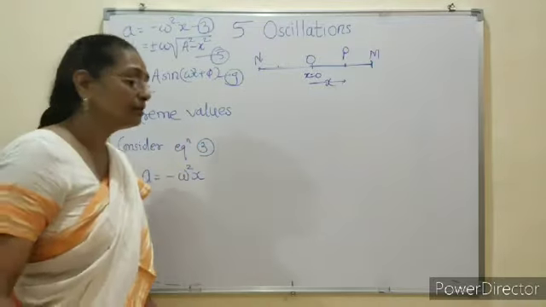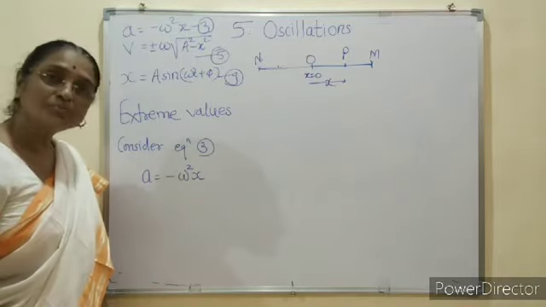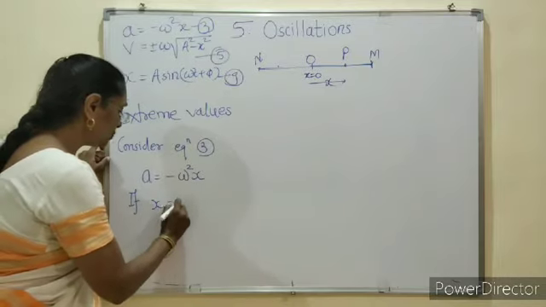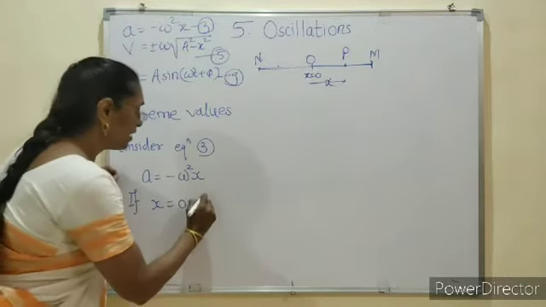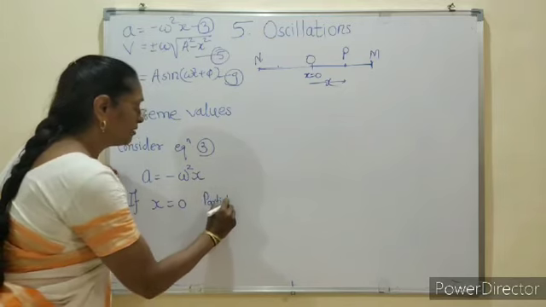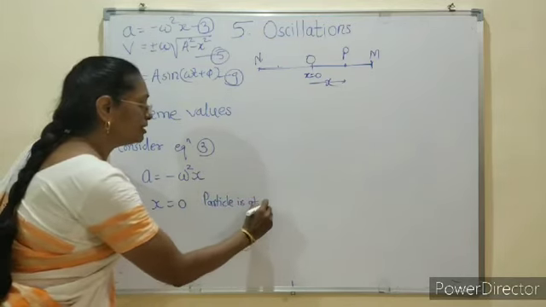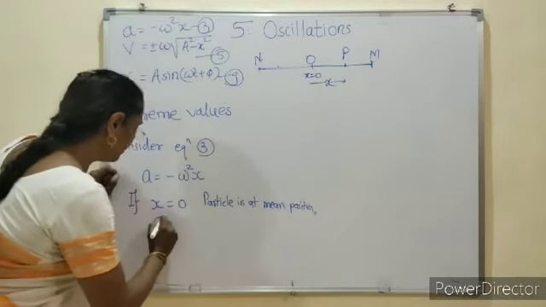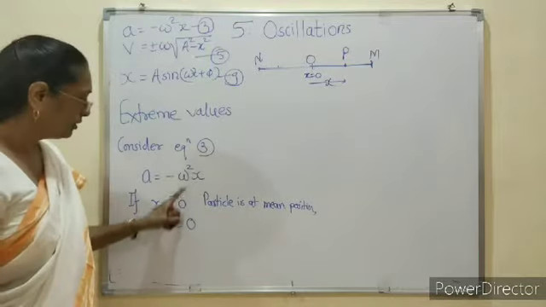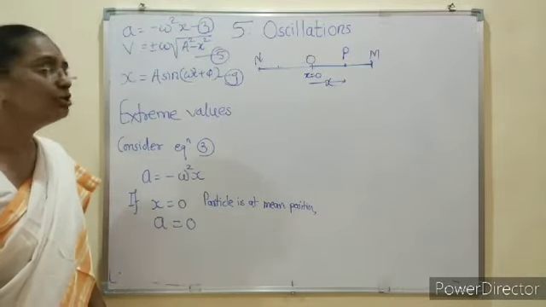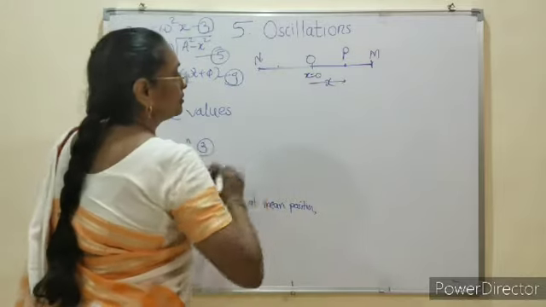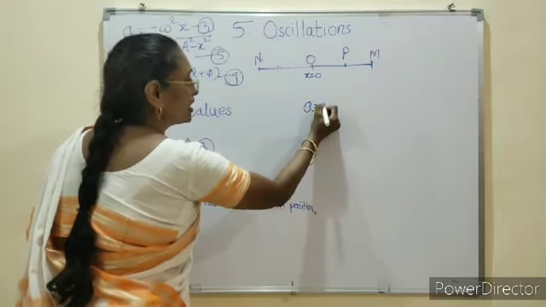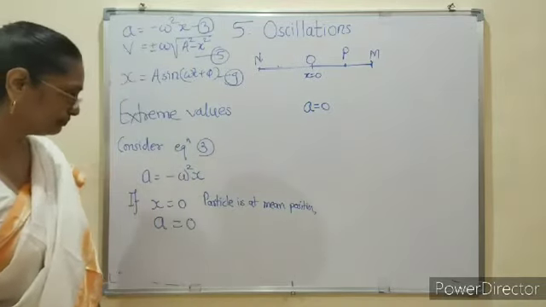How can we take it? Simple substitution. If x is equal to 0, meaning the particle is at mean position, then acceleration is equal to 0. Substitution gives us A is equal to 0. So here we write below this point: acceleration is equal to 0.